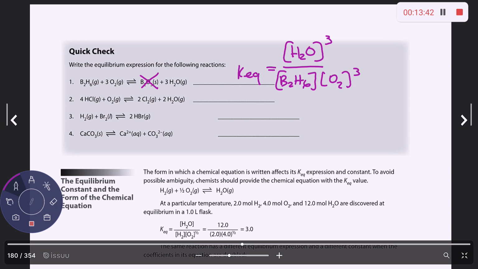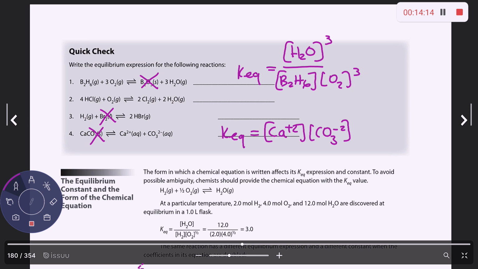In number 2, there isn't anything I would exclude, because I don't have any solids or liquids. In number 3, exclude the liquid. In number 4, exclude the solid, right? So in number 4, this would simply be the calcium ion concentration times the carbonate ion concentration. Okay? If you're excluding everything in the products, would it be 1 over?